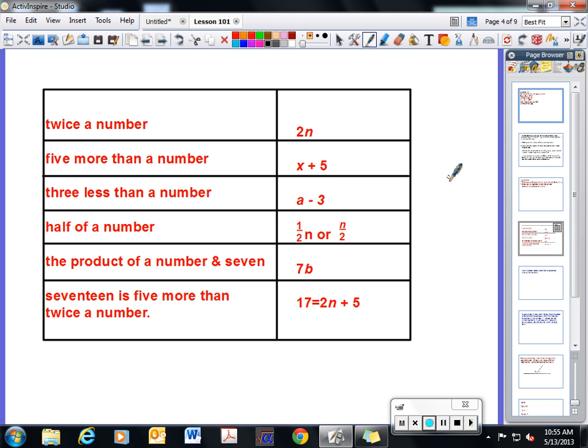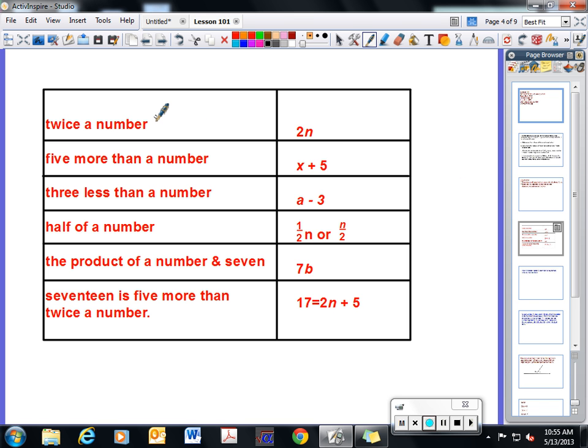To the left we have some word phrases, and they have been written on the right either as an algebraic expression or an algebraic equation. Now, real quick, which one of these is an algebraic equation? Well, it would be this one right here because it has an equal sign. If it doesn't have an equal sign and it has letters and numbers, then it's an expression.